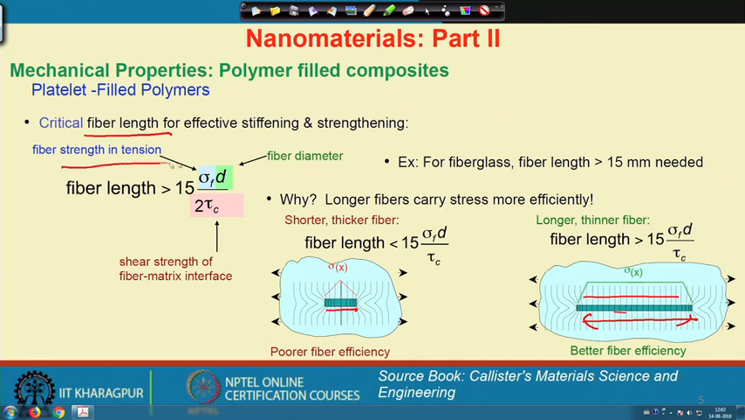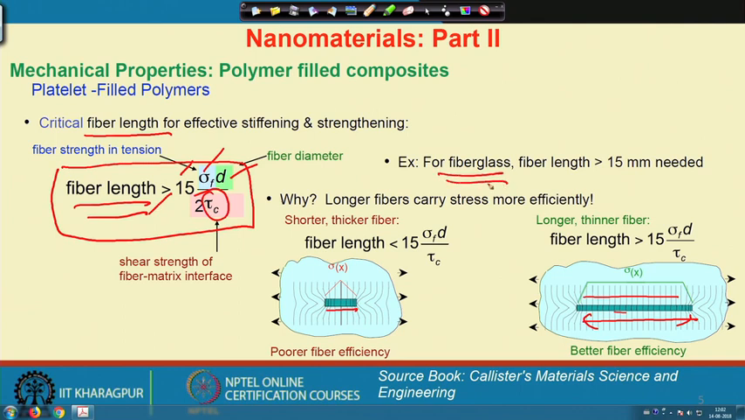In that case, we have an equation which says that the fiber length should be greater than or equal to 15 times the fracture strength of the fiber or the plate, along with the d, which is basically the thickness of the plate, divided by the interface strength. Let us say I can give you an example of fiberglass. Fiberglass has a diameter of, let us say, 10 micrometer. If we put in the value of the strength and so on, you see that a length of 15 millimeter and things like that can be needed.